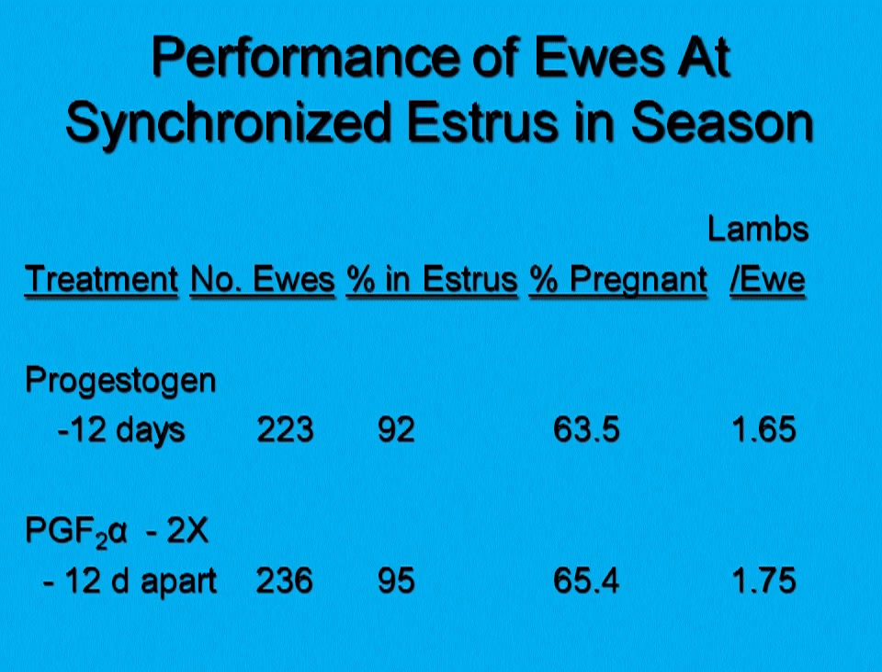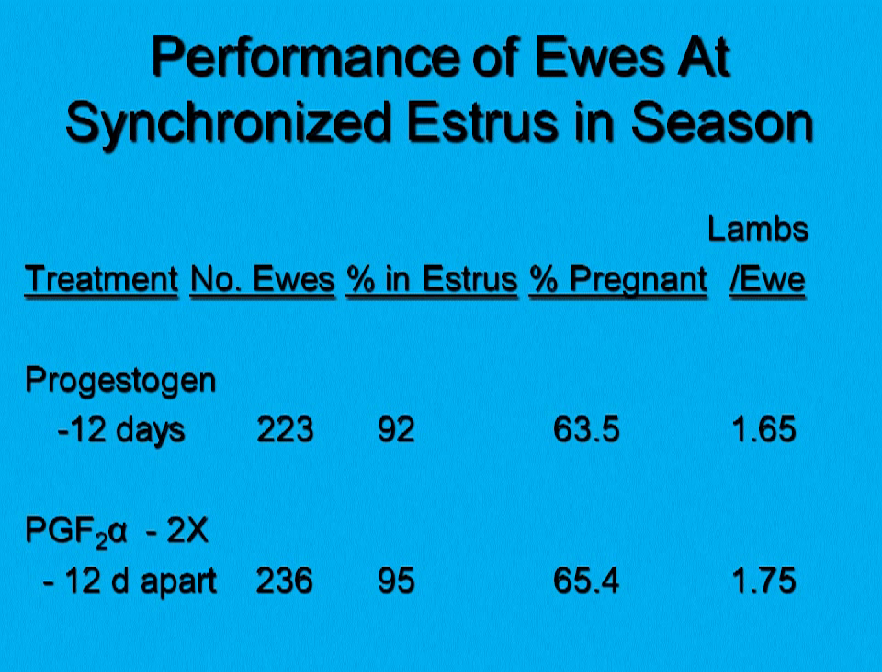So here we have a demonstration of the effects. We give a progestogen for 12 days. In this case, this was a progestin called fluorogestone acetate given in intravaginal sponges to deliver it. Of 223 used, we had 92% of them in estrus. 63.5% of those were pregnant, and they dropped 1.65 lambs. So that's a pretty successful synchronization of estrus. Those all came in heat in about a day and a half to 2 days.